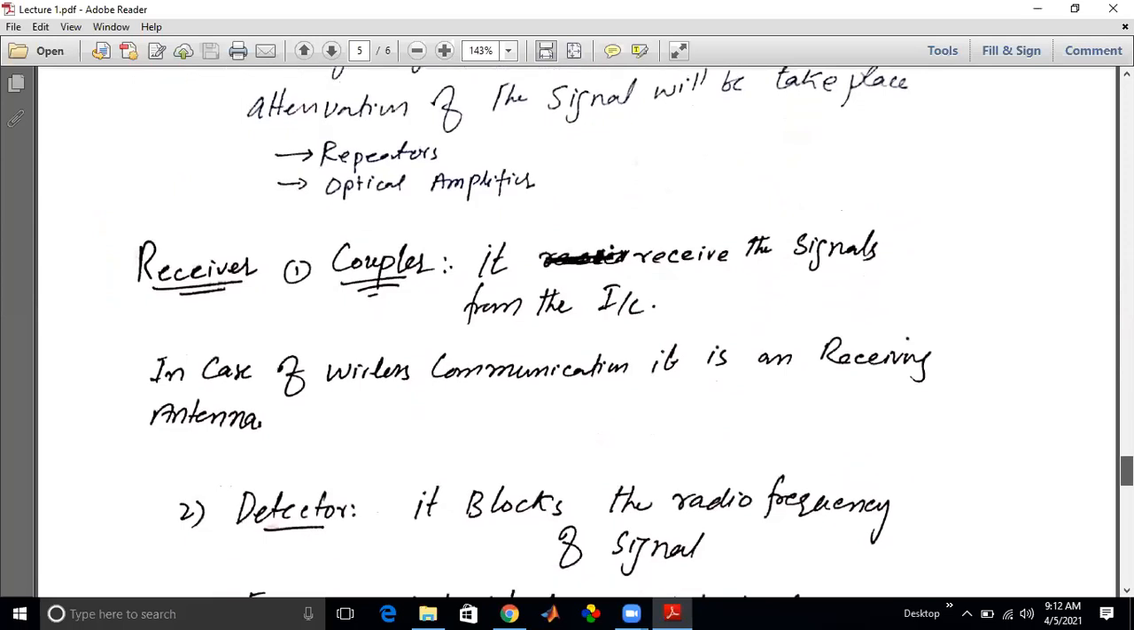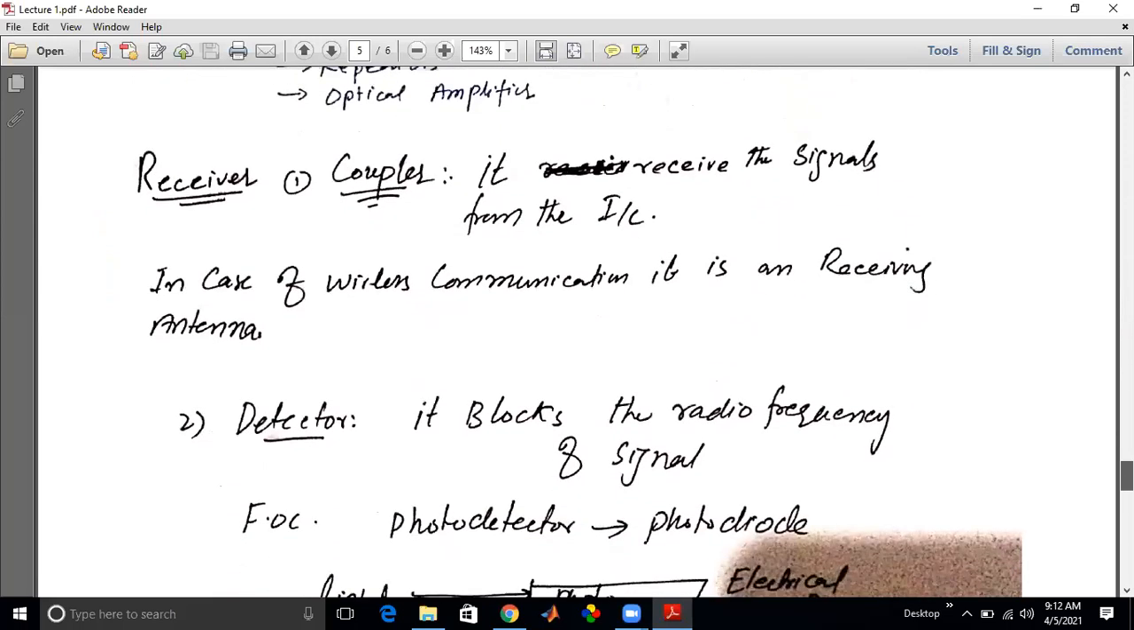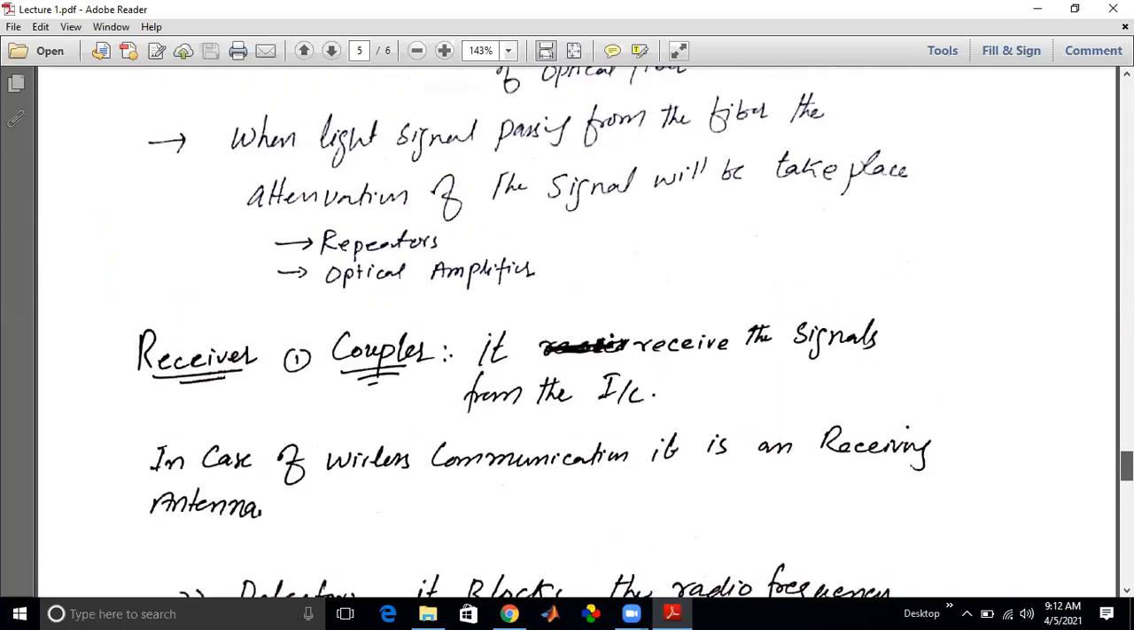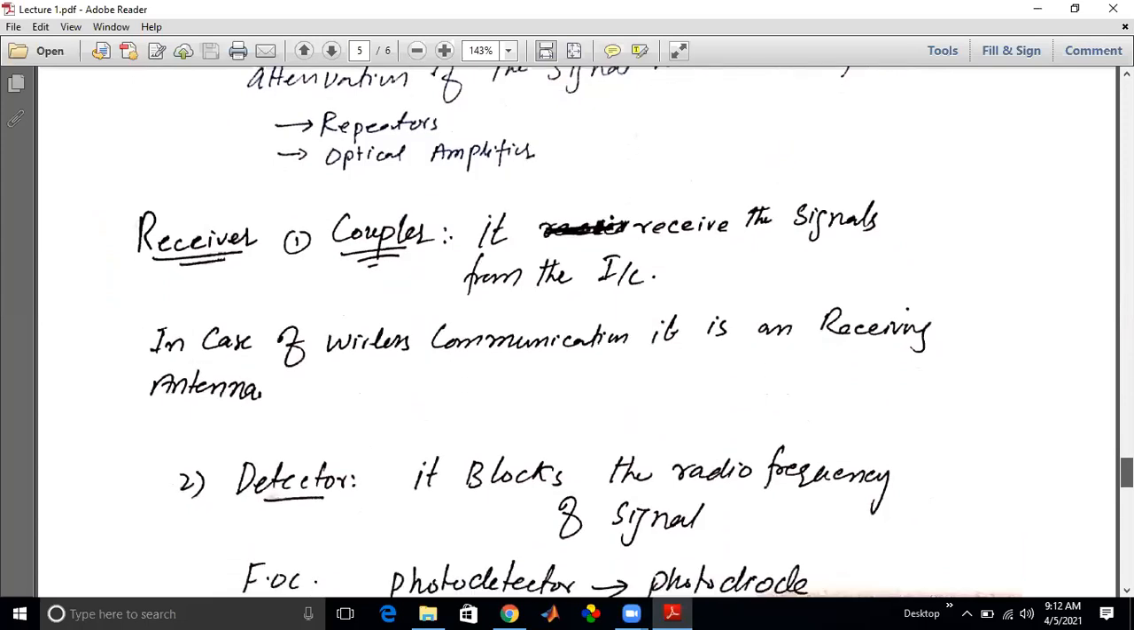So what is the coupler? Now we have entered toward the receiver. The transmitter generates the message, modulates it and couples it to the information channel. The information channel has sent the message toward the receiver. Now the receiver will receive the message. So how will they receive it? They will use the coupler.